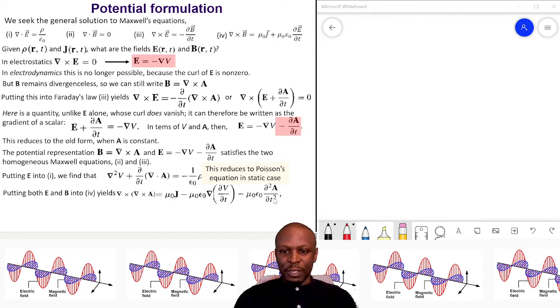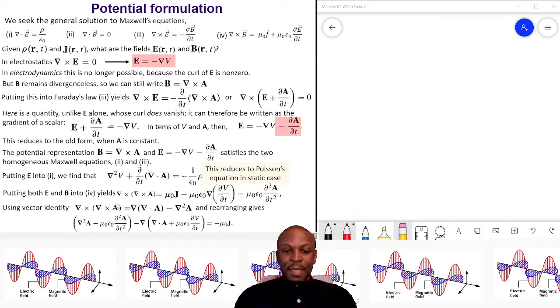This is what you are going to have. Now, from there, I'm just going to use one of the vector identities, which states that the curl of a curl is just given as the gradient of the divergence of that vector minus the Laplacian of that vector. Now, after that, I rearrange the equation, and this is what I'm going to have after using that.